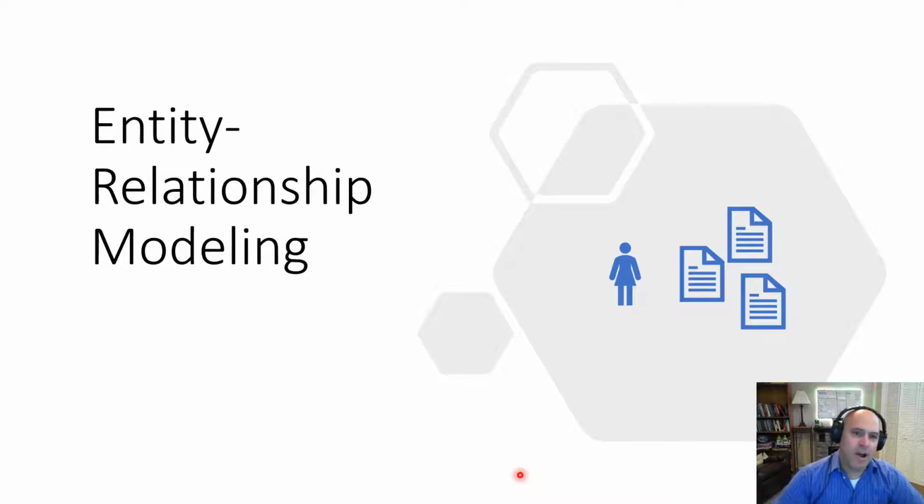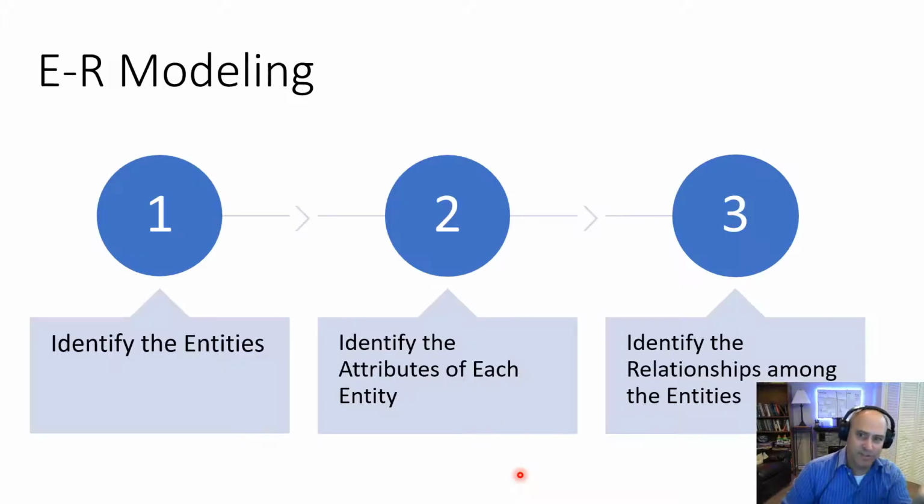All right, let's talk a little bit about taking those data requirements and building an entity relationship model from them. Basically, there are 3 steps. You identify the entities, you identify the attributes that belong with each entity, and then you identify the relationships among the entities. Now, I want to emphasize, again, we're not modeling the real world.